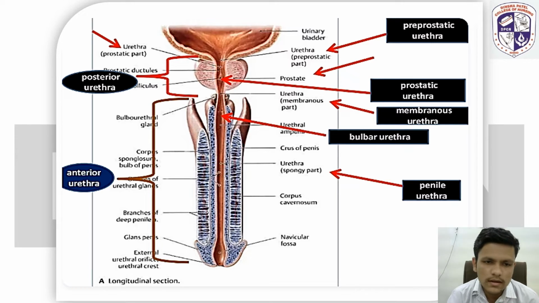First of all, we will see the anterior urethra. This is the anterior urethra, and this is the posterior urethra, behind the anterior urethra. The anterior urethra is also known as the distal urethra, and the posterior urethra is also known as the proximal urethra. This is the picture of the parts of the urethra.